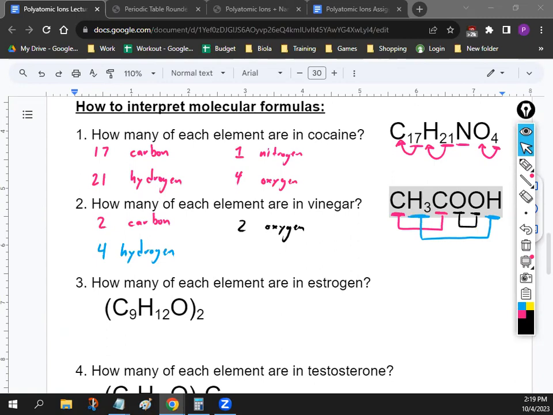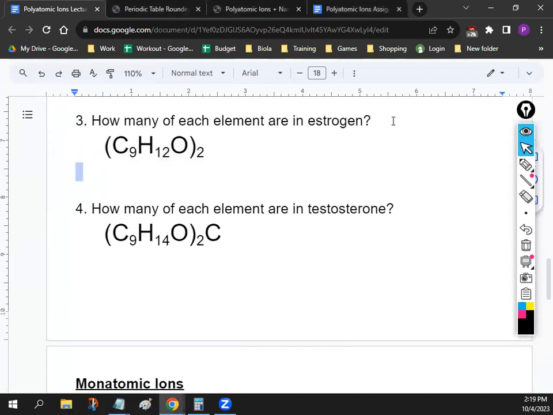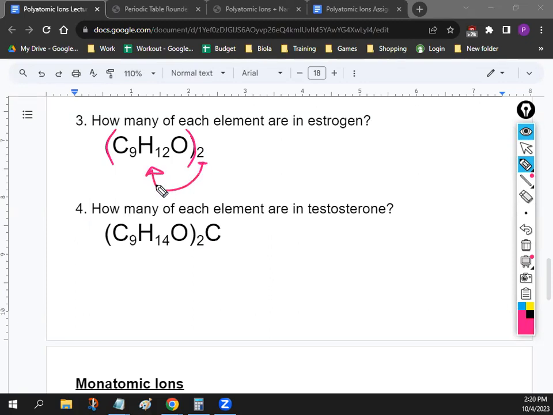All right, let's go to the new stuff for today. Today we're going to be looking at molecules that have parentheses. When you see these parentheses, I know it looks kind of scary, but it's basically just telling you that you have multiple of everything that's inside of the parentheses. Here we have the formula for estrogen, which is the female sex hormone. If you notice, all of this is inside of the parentheses, and there's a number 2 on the outside. What this is telling you is that you have 2 of everything inside of these parentheses.